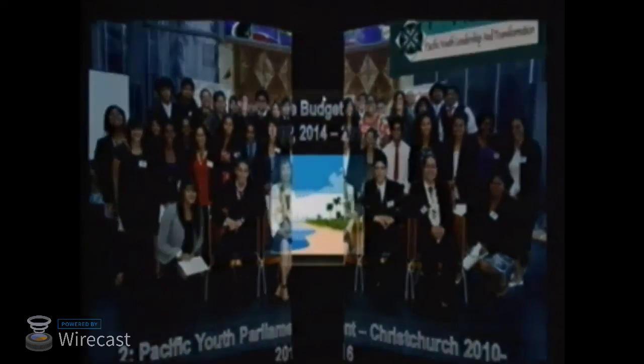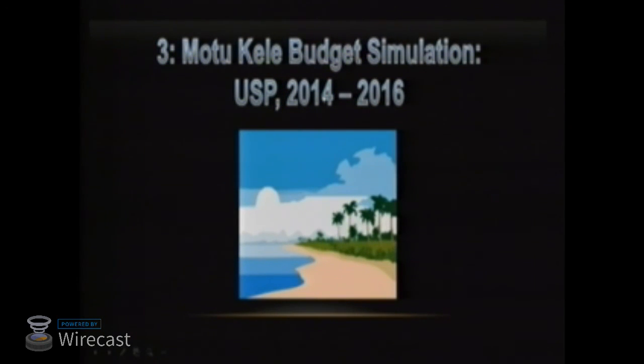What do I do about simulations at USP? I do a budget simulation, a national budget simulation for a country that you haven't heard of because we created it ourselves. It's called Motukele, but it has all the same characteristics as a Pacific Island country.